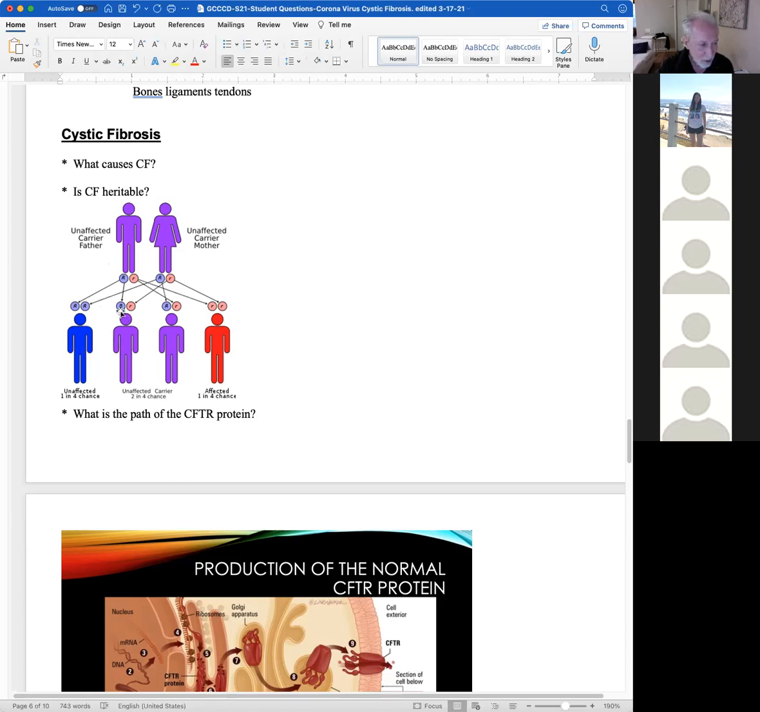50% will get 1 wild type and 1 mutant. And the remaining 25% will get 2 mutant CFTR genes. These are the ones that will show symptoms. And there's a 25% chance that any child of 2 such parents will have symptoms of cystic fibrosis.